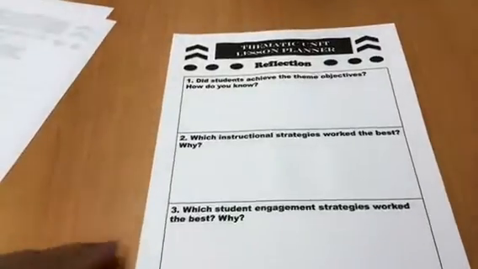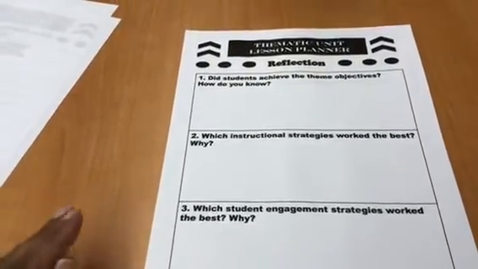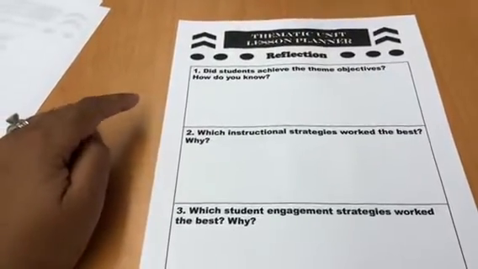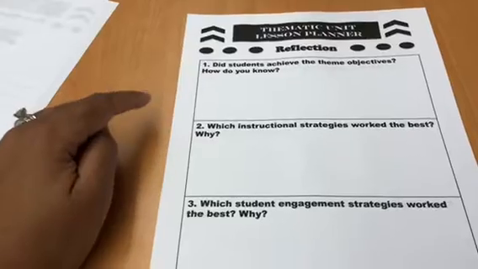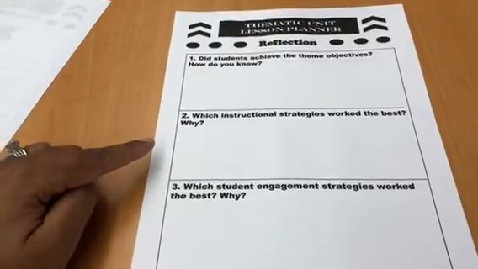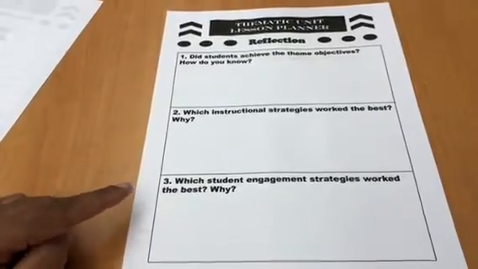And then I really like this part at the end, the reflection. So I'll go over the questions I have for the reflection. Did students achieve the theme objectives? And how do you know? Which instructional strategies worked best and why? Which student engagement strategies worked best and why?